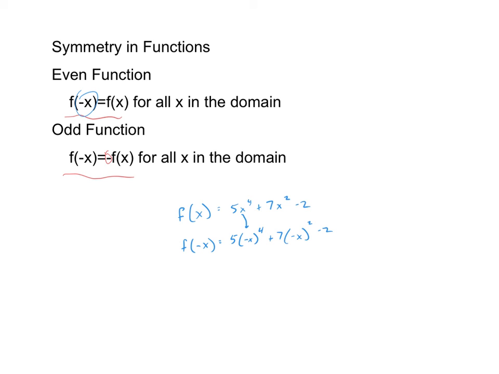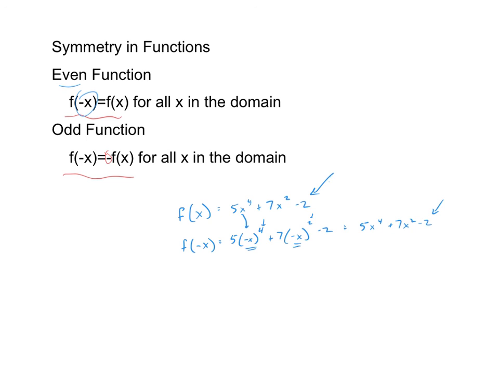Okay, what happens? Well, when I take that negative x to the 4th power and that negative x squared, when the exponents are even, right, a negative number squared or to the 4th power or to the 6th power, that answer is positive. So I can rewrite this as 5x to the 4th plus 7x squared minus 2. It didn't change. What I started with is what I finished with, right? So what that means is that is an even function. All right, it's symmetric with respect to the y-axis.